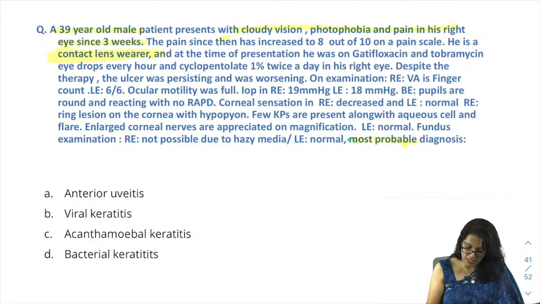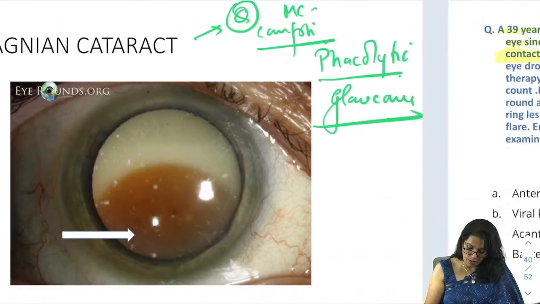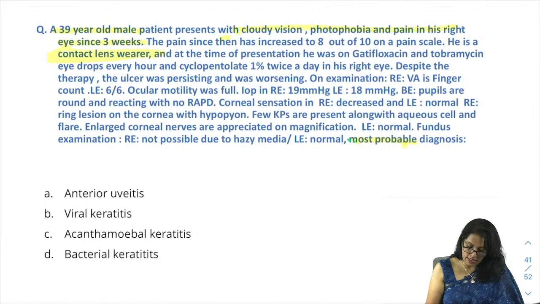And at the time of presentation, he was given gatifloxacin and tobramycin eye drops every hour and cyclopentolate. Why do you give cyclopentolate? For associated uveitis, isn't it? In his right eye. But is there anything happening? Despite the therapy, ulcer was persisting and worsening. All the antibiotics given, it is not responding. It cannot be bacterial, right? On examination, visual acuity is finger count in the right eye. So very low vision here.